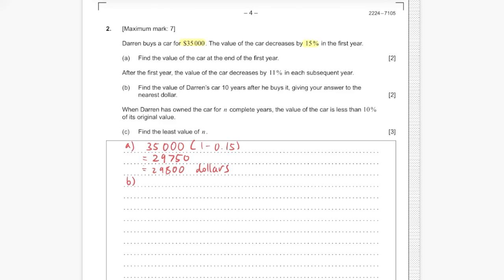So then we know that after the first year, the value of the car decreases by 11%. And so we will use the number 29,750 from the first year because the decrease in the price is different. And then that will mean that we are compounding by 89% for 9 years only.